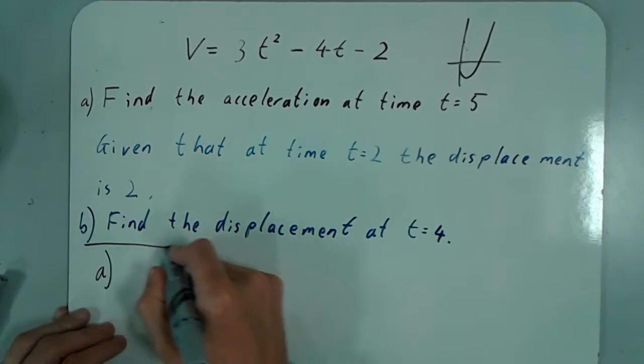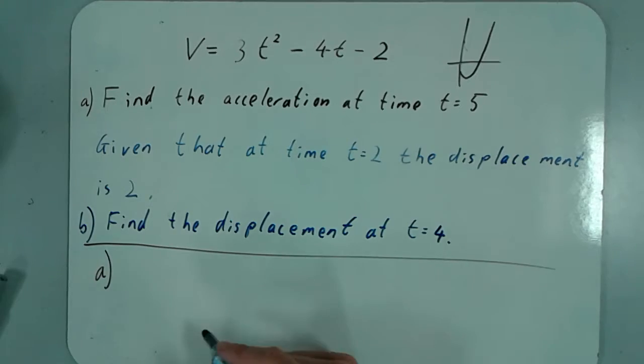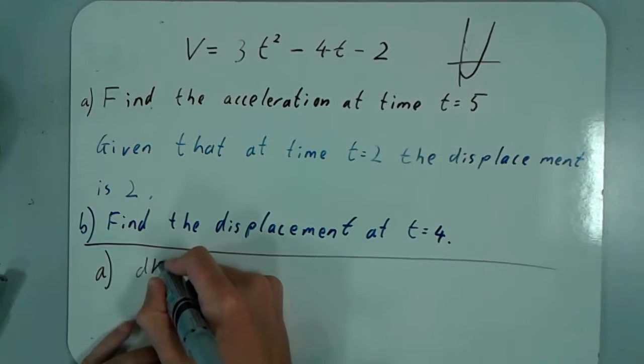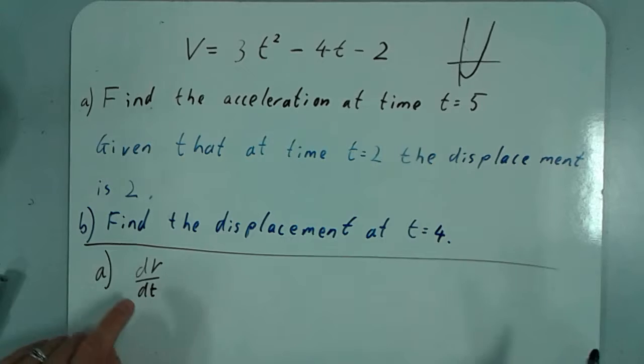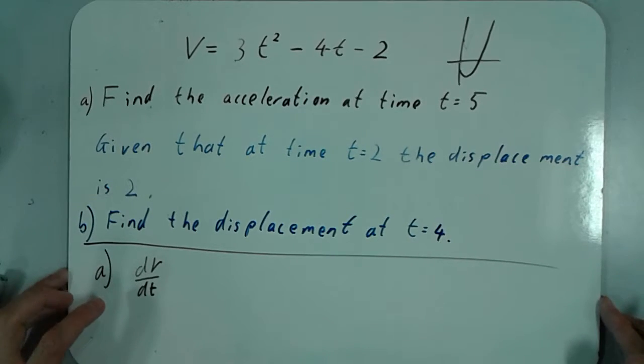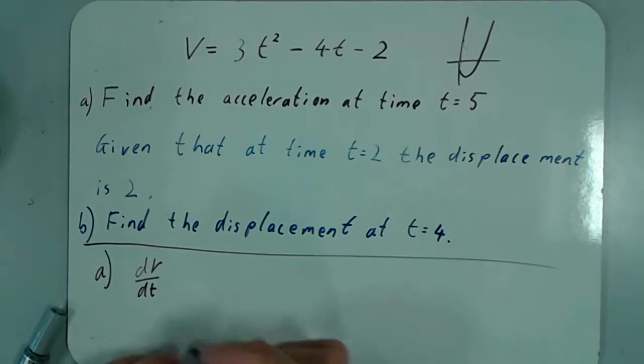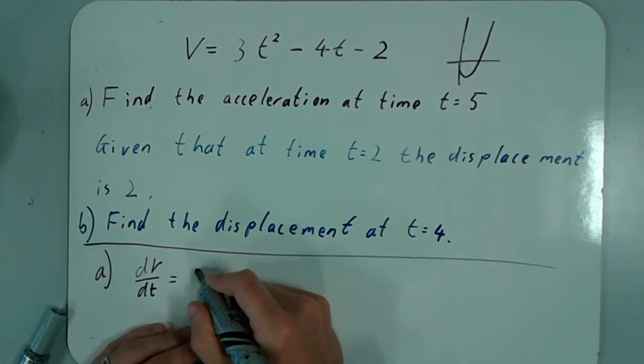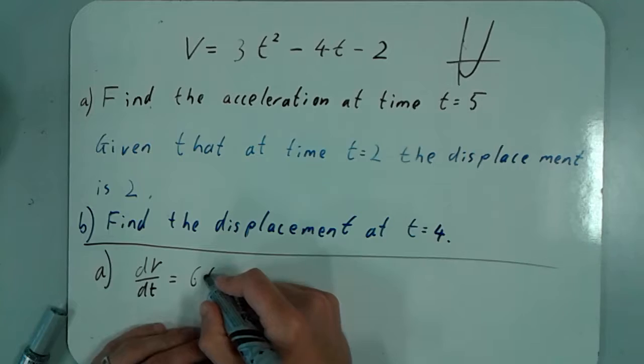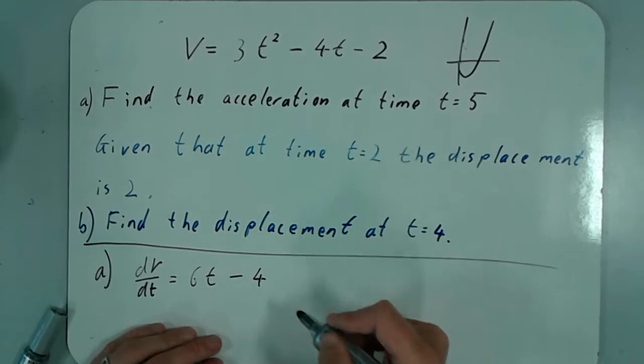So for part A, we're going to differentiate this, dv dt. Remember, we're not writing dy dx to say we've differentiated because we are differentiating v with respect to t. So that's going to give us 6t minus 4.